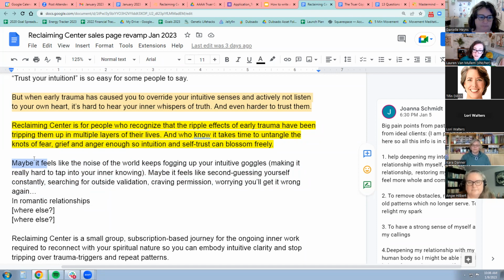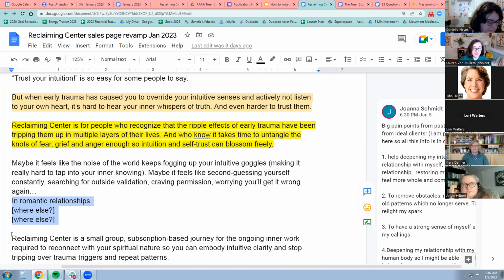And then what I asked her to do is to tell me where in their lives are they fearing that they're going to get it wrong. And usually it's romantic relationships. So I put that in, but I wanted her to answer for me, where else? Because we want to get the specificity.